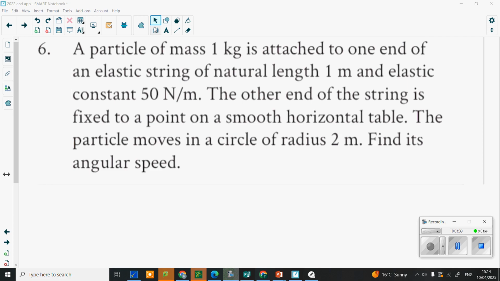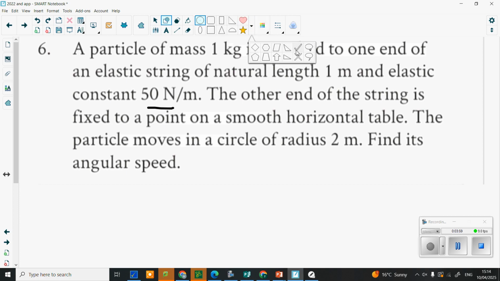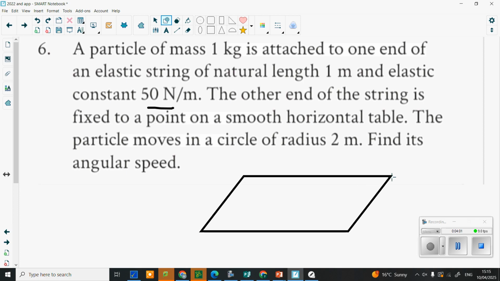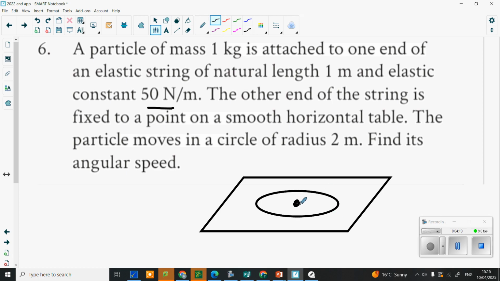The deal is a particle of mass 1 kilogram is attached to one end of an elastic string of natural length 1 meter and elastic constant 50 newtons per meter. The other end of the string is fixed to a point on a smooth table. The particle moves in a circle of radius 2 meters. Find its angular speed. So I'm going to use a parallelogram to depict the table. Here's my parallelogram. I'm going to use an ellipse to depict its circular motion. And then I'm going to have it here.